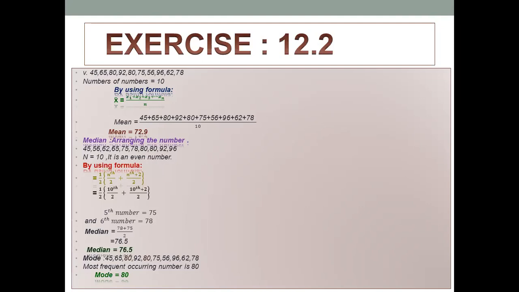The number of observations is 10, again an even number, so we apply the formula n by 2 plus n plus 2 by 2. 10 by 2 is 5, and 10 plus 2 by 2 is 6. The fifth number according to the data is 75, and the sixth number is 78. We add 75 and 78 and divide them by 2. 75 plus 78 divided by 2, the median becomes 76.5. And the mode: you see which value is repeated most, which is 80. The mode is 80.